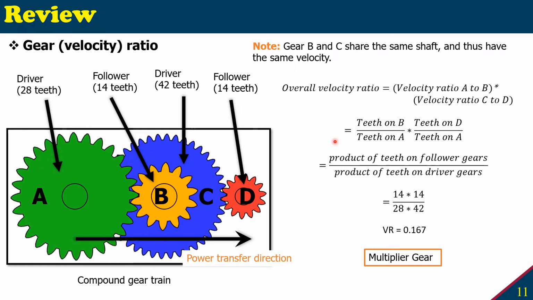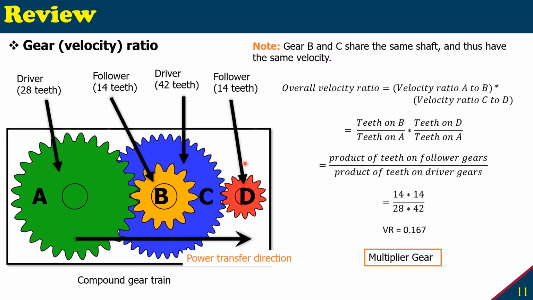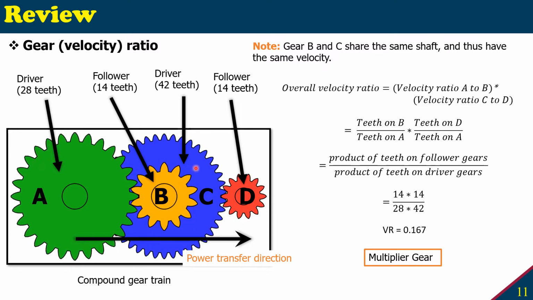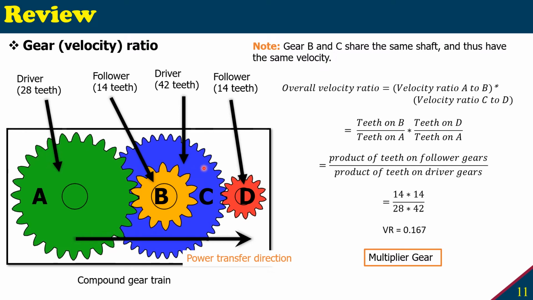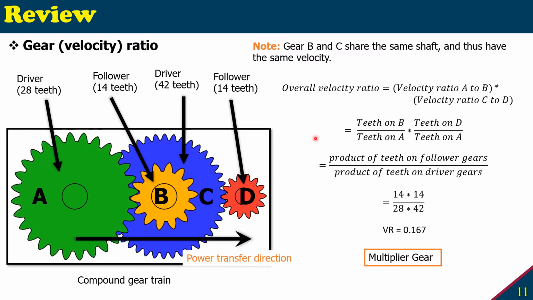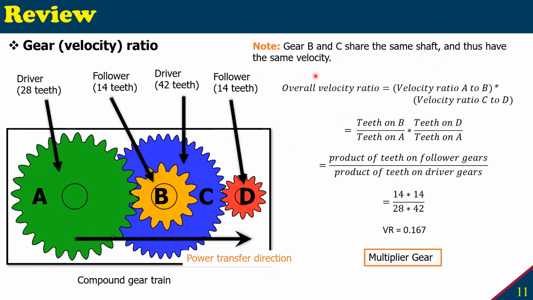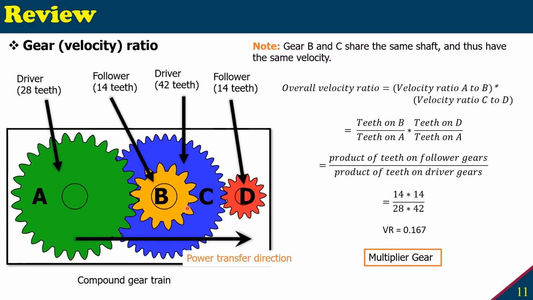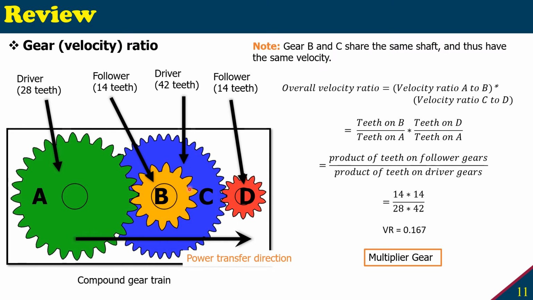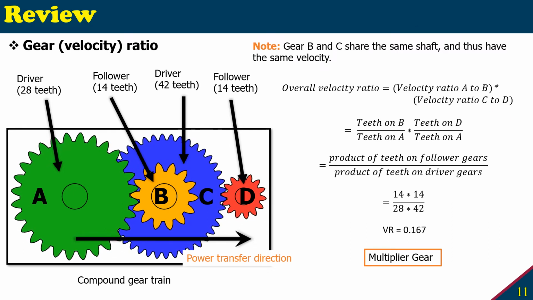One thing just to note: gears B and C, though they have different teeth, the yellow and the blue, are on the same shaft, and that's why they will have the same velocity. Different shafts will have different velocities, but all the gears on the same shaft will have the same velocity.